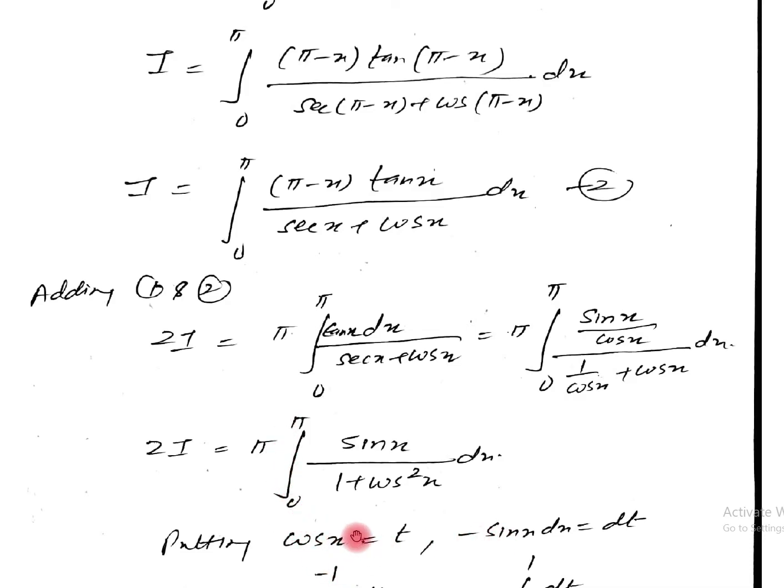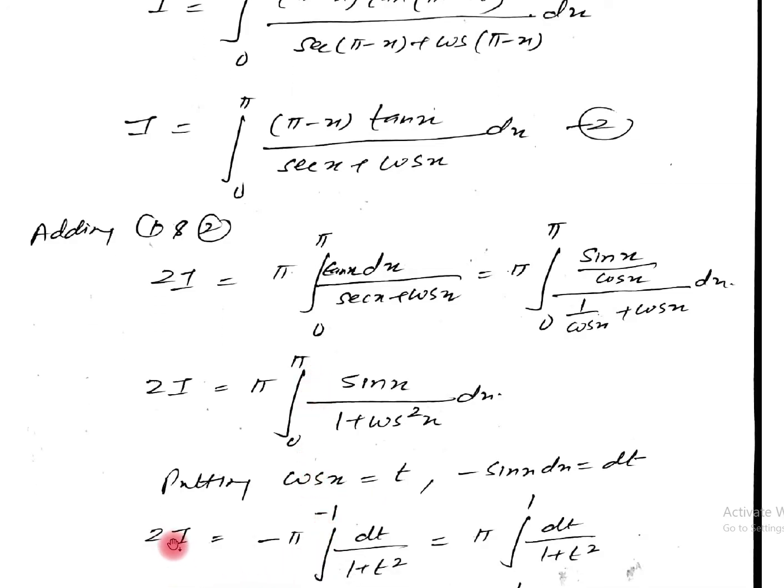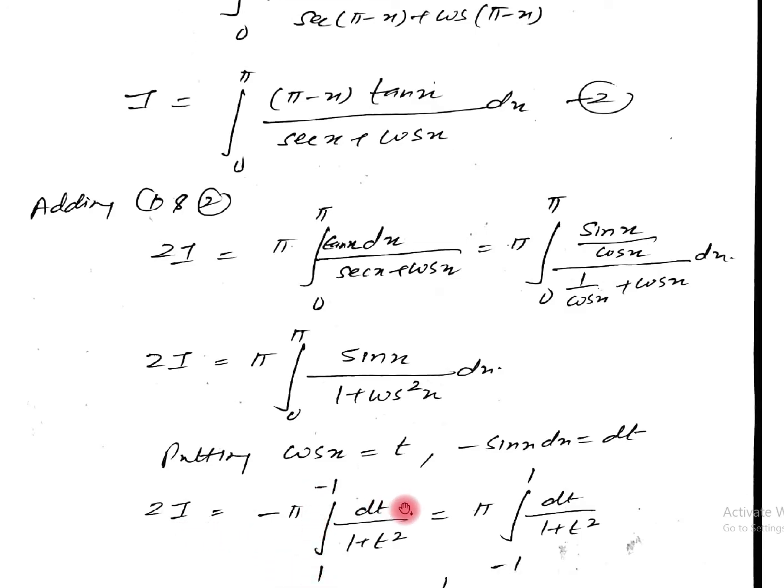When x equal to 0, t equal to cos 0, which means 1. When x equal to pi, cos pi is minus 1, so t equal to minus 1. The limits of integration will be changed like this. We are left with 2I equal to minus pi times the integral from 1 to minus 1 of dt upon 1 plus t square.